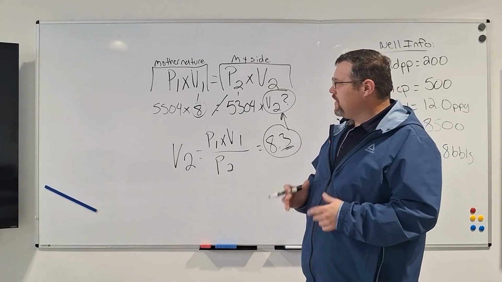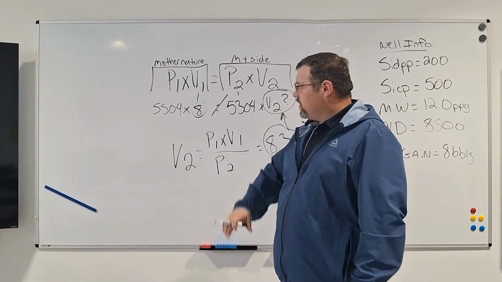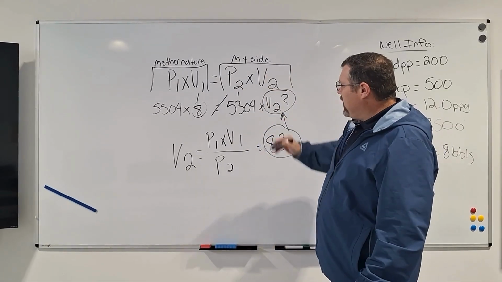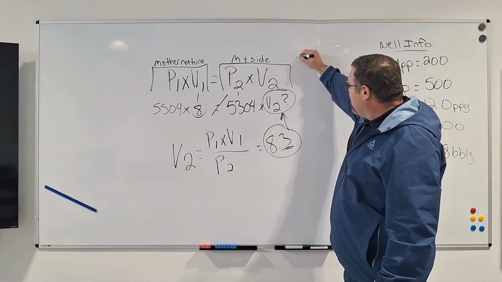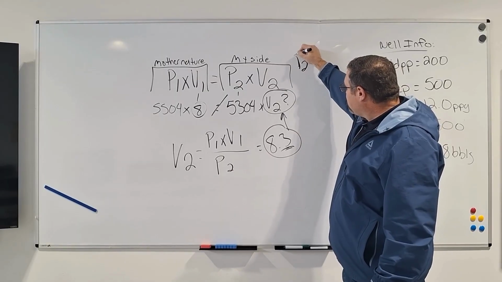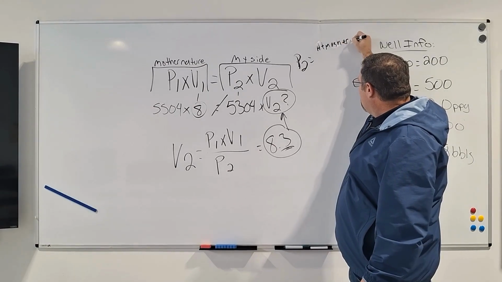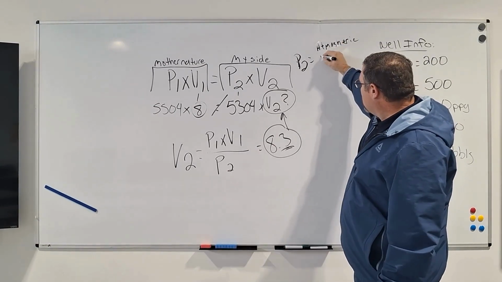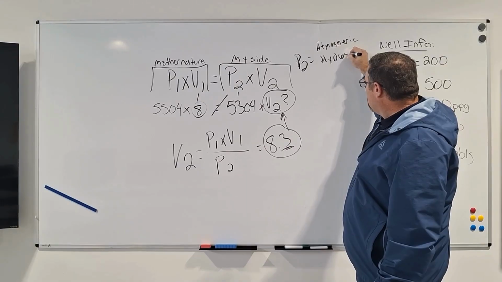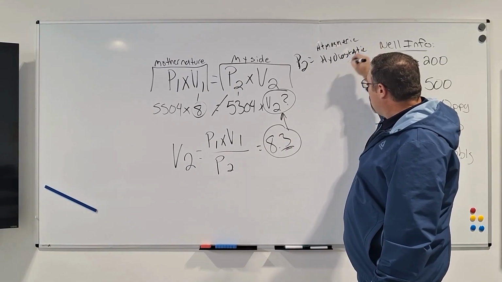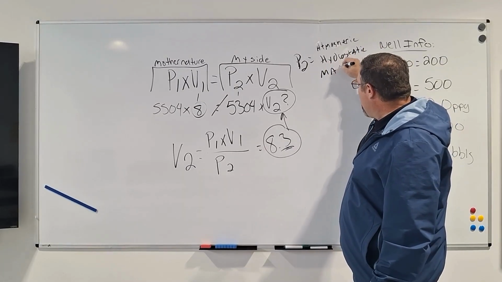That's how you do it, Boyle's Law. Simplistic formula if you understand. Left side's Mother Nature, right side's me. P2 is going to be, a couple little things again: atmospheric, hydrostatic, or the last one is max.